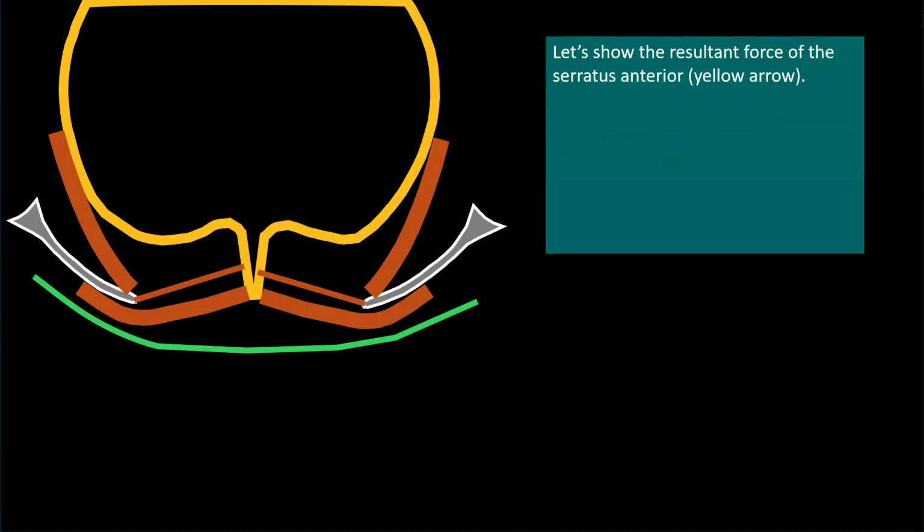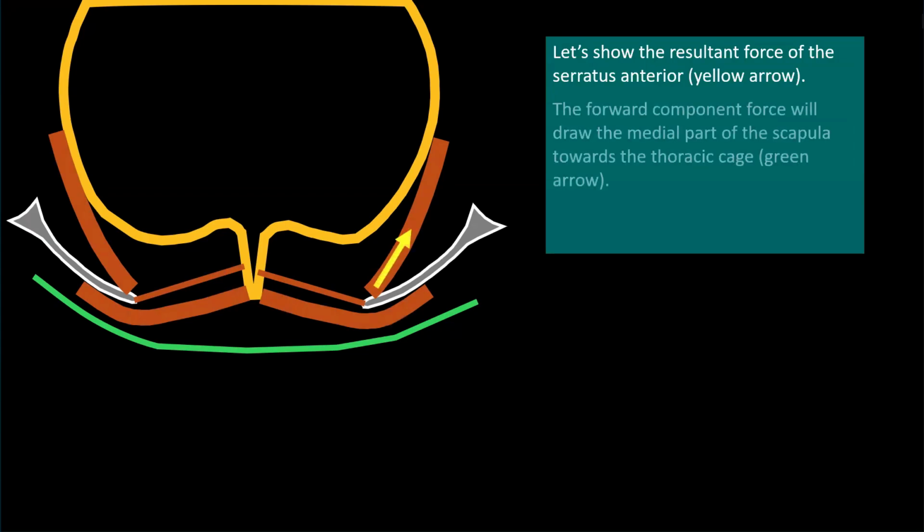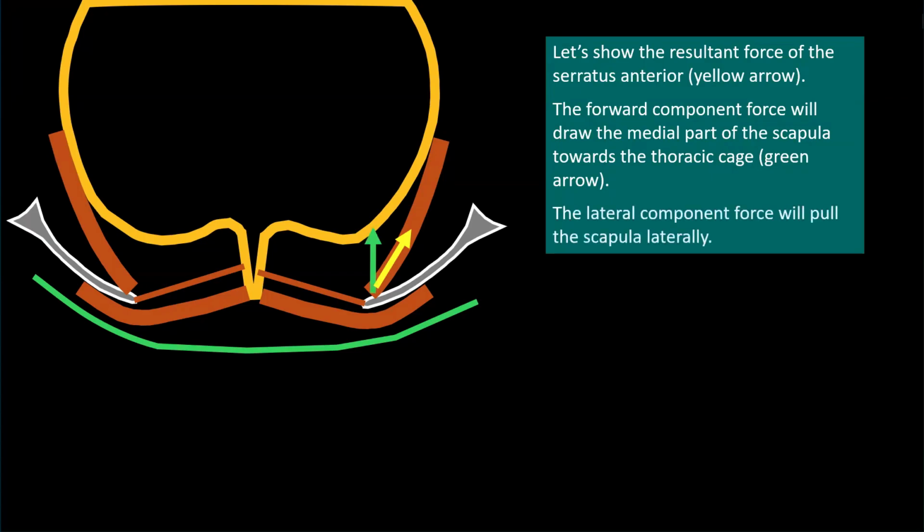Let's show the resultant force of the serratus anterior, the yellow arrow. The forward component force will draw the medial part of the scapula toward the thoracic cage, the green arrow. The lateral component force will pull the scapula laterally.